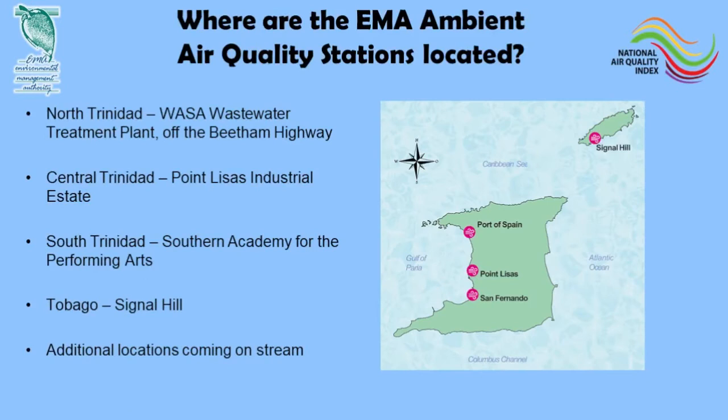Currently, there are 4 stations in the network, 3 in Trinidad and 1 in Tobago. In Trinidad, they are located in North Trinidad at the Wastewater Treatment Plant off the Beetham Highway, in Central Trinidad at the Point Lisas Industrial Estate, and in South Trinidad at the Southern Academy for the Performing Arts. In Tobago, it is located at Signal Hill. Over the next year, 2 stations will be added to the network, one in Arima and the other in Southwest Trinidad.